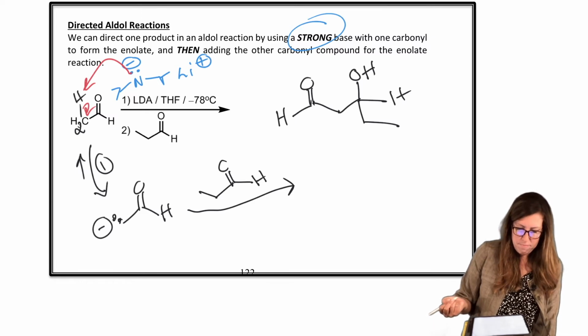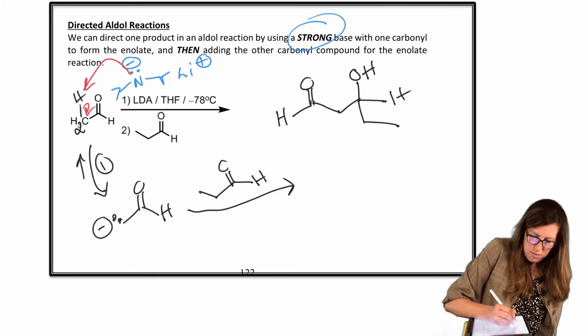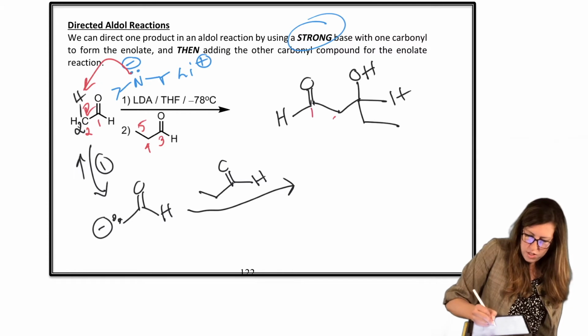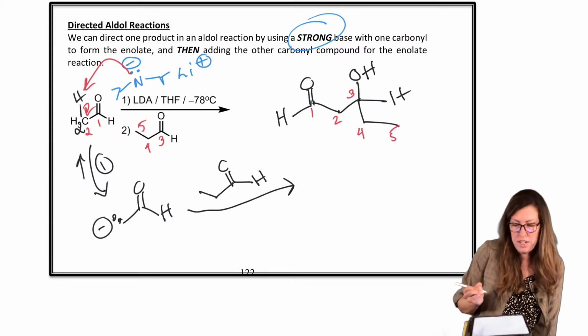Okay. Count your carbons if you're in doubt. So I have 1, 2, 3, 4, 5. So 1, 2, that was the one that attacked. 2 attacked 3, which used to be a carbonyl carbon, that's why it has the OH on there. 4 and 5 are part of that ethyl chain.